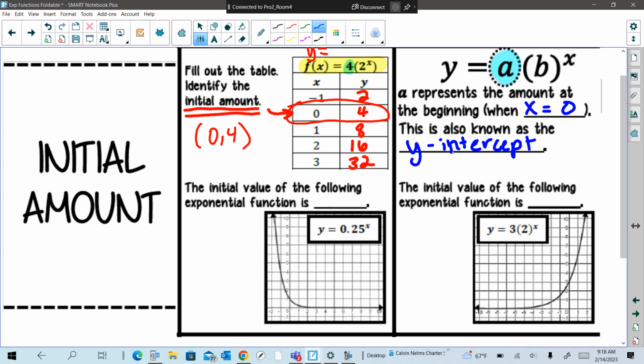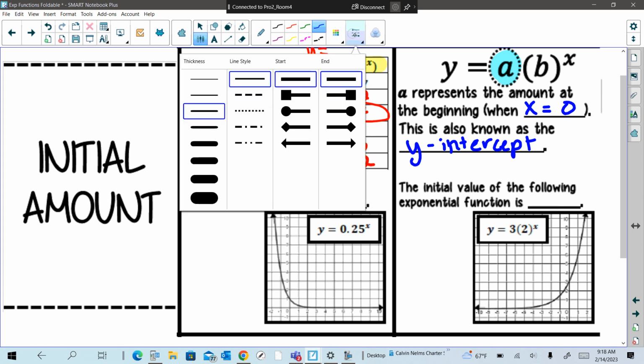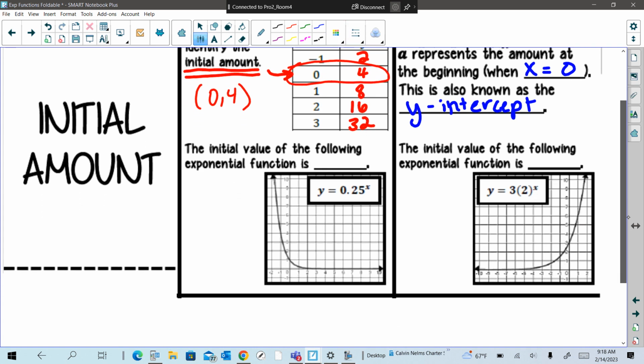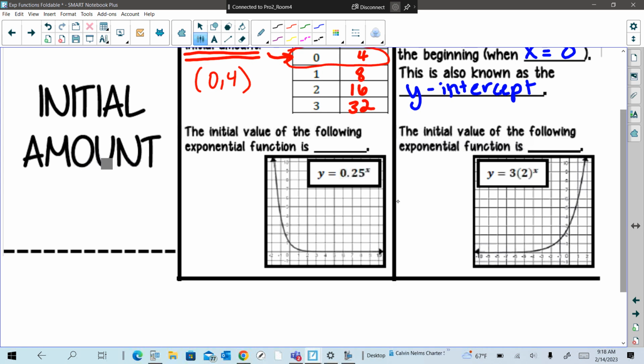The a in the equation, in the form, is your initial amount. So that's where, if we were going to plot it, we put the first dot. Yes, that's going to be a point. And if you were going to look, for example, at the two graphs they gave us down here, okay?